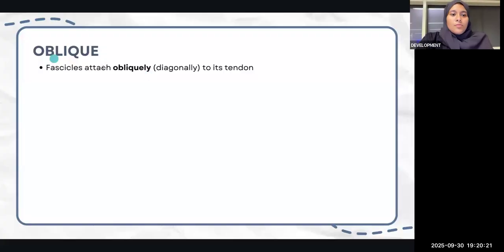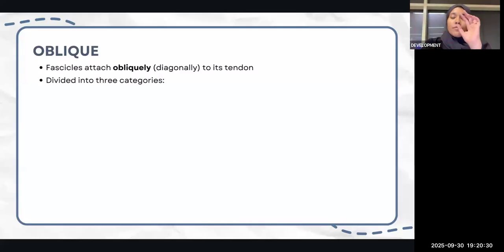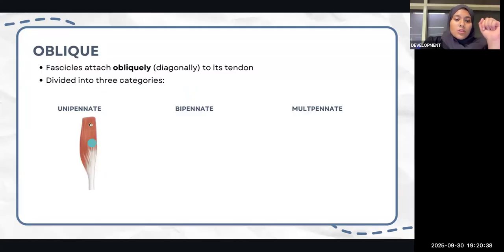Okay, now oblique. The word oblique means diagonal. So the fascicles or the fibers run diagonally to its tendon. And we have 3 types of oblique muscles: unipennate, bipennate, and multipennate. Now, unipennate looks like this. It's like convergent, but it's not triangular. The fibers are running obliquely, diagonally, and they're all joined towards one single tendon.